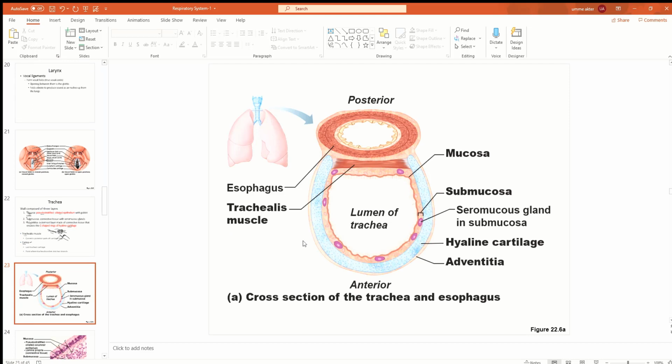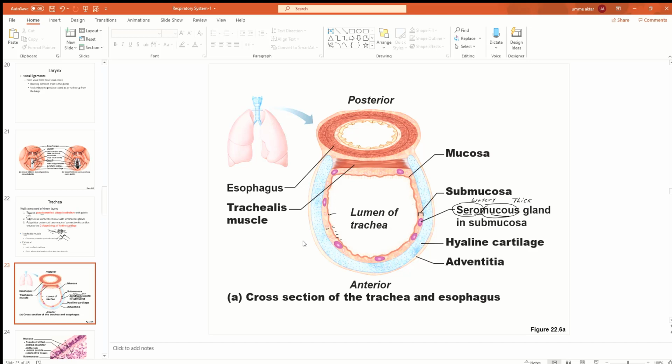Here you see the cross section of the trachea, so 3 layers. This is the mucosa, ciliated columnar is cilia. Then submucosa has the seromucous gland, so secretes mucus, that thick, sticky, slippery, and serous glands secrete watery secretion. You remember I mentioned that. So together called seromucous gland. So mucus part secretes thick and slippery, sticky, and the serous is watery.